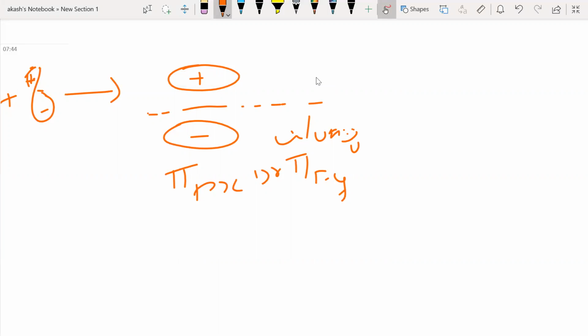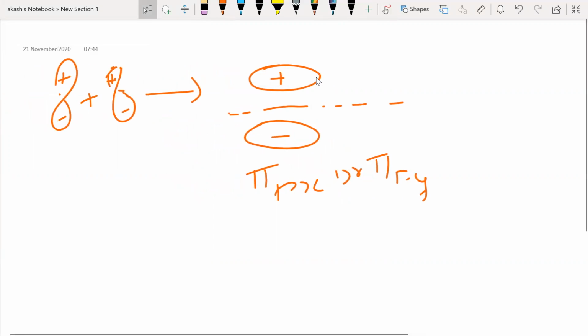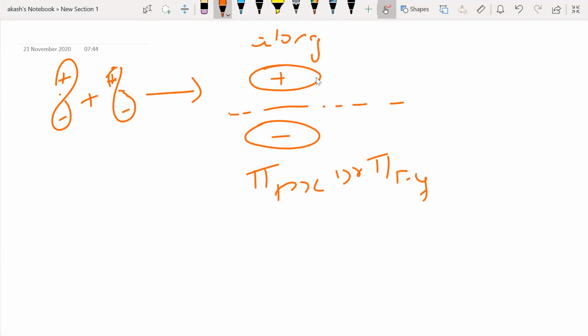Please bear with it guys, I'm really sorry, I don't know why this is happening, I'll just check it. I think the problem is with your stylus maybe. Oh, what happened now? This is very irritating.